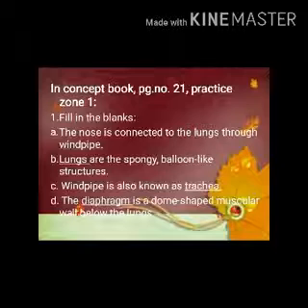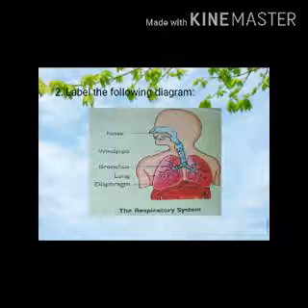Okay. Moving on to the second question, which I gave as homework in the previous session. Just verify the answer for that, right? You have to label the parts of the following diagram. The first one is nose, the second part is windpipe, third is bronchus, fourth is lungs, and the fifth is diaphragm. Okay, could you verify that, children? Let's move on to the next question.